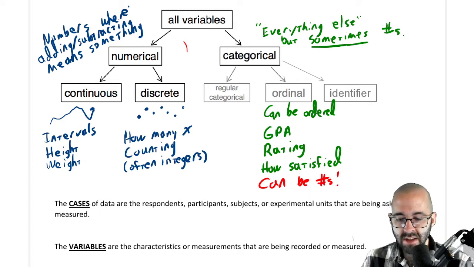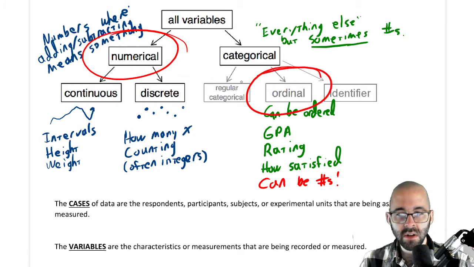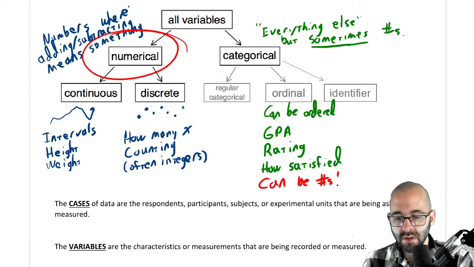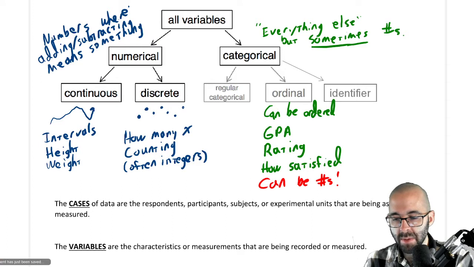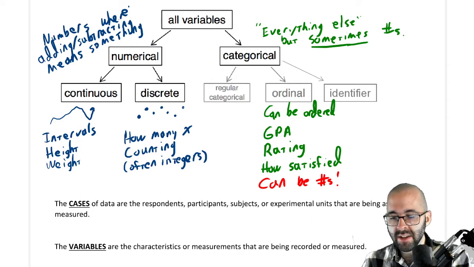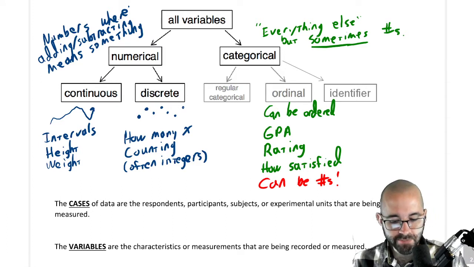If you have a number, it's either numerical or ordinal. So be very careful when the numbers pop up. If it's not a number, then it's always going to be categorical.